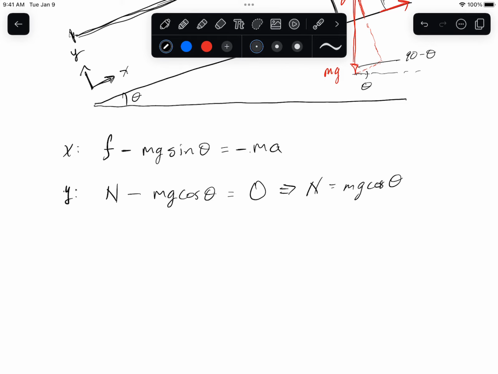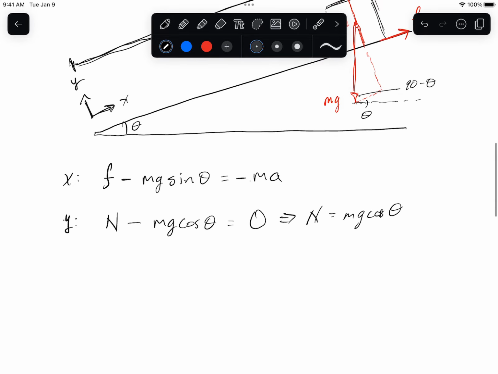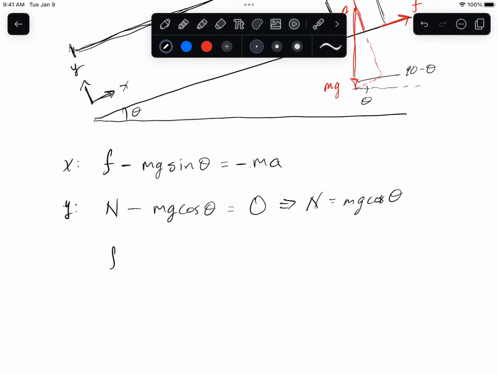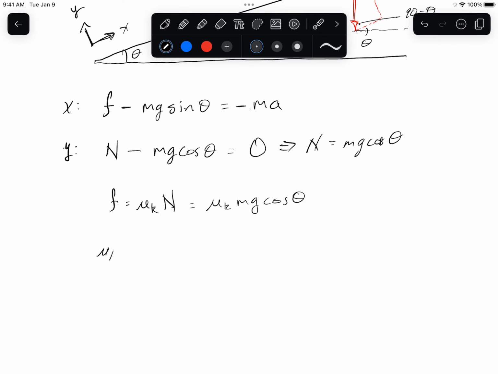What else do I know? Well, I know that the force little f is the force of friction, and the force of friction is given by this because it's kinetic friction. And I also know what the normal force is, so let me go ahead and plug that in. And so I can replace all of this stuff back into the first equation, the equation for the x-axis. Let's go ahead and do that. I'm going to get mu k times mg cos theta minus mg sine theta is equal to minus ma.